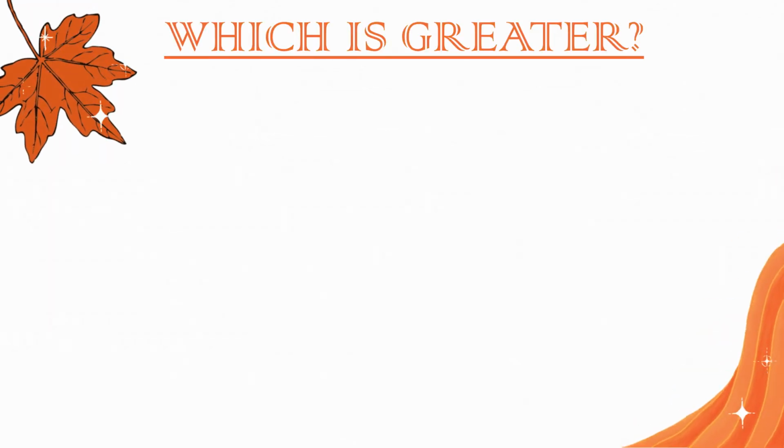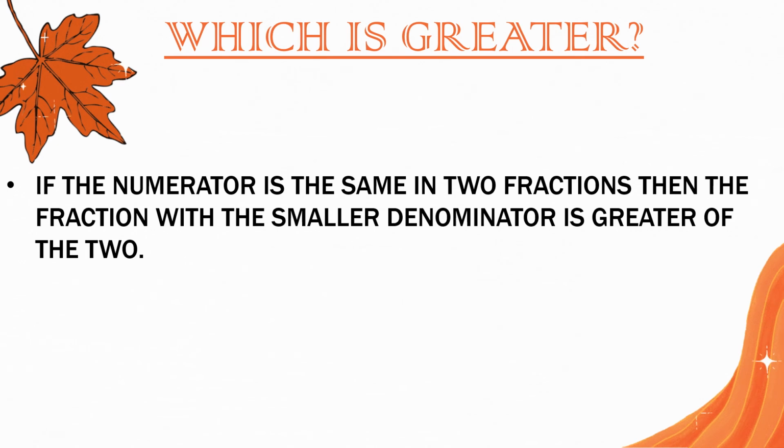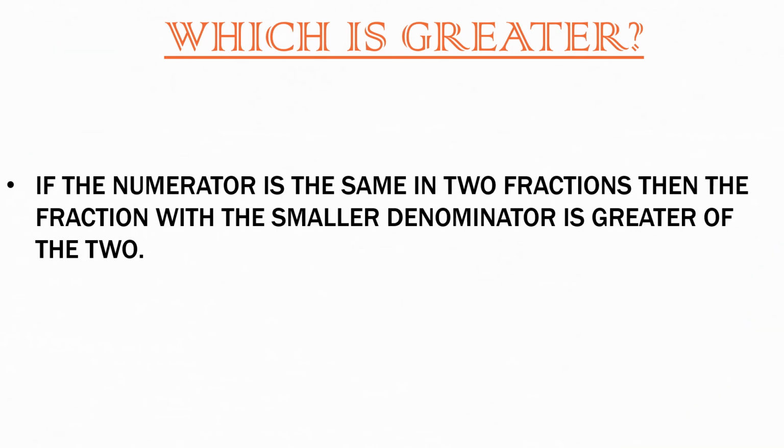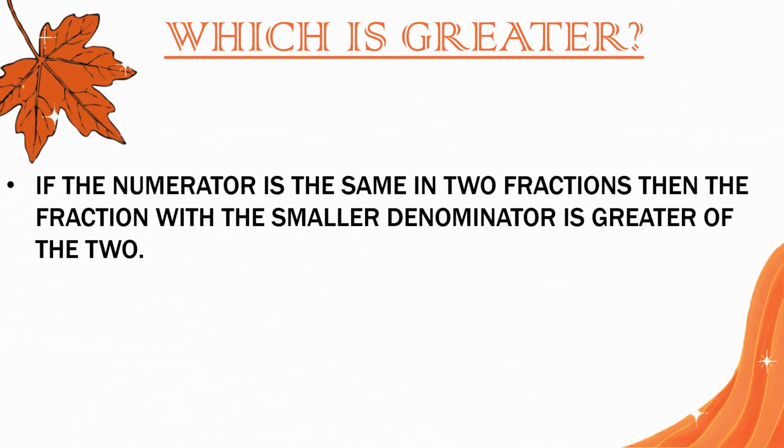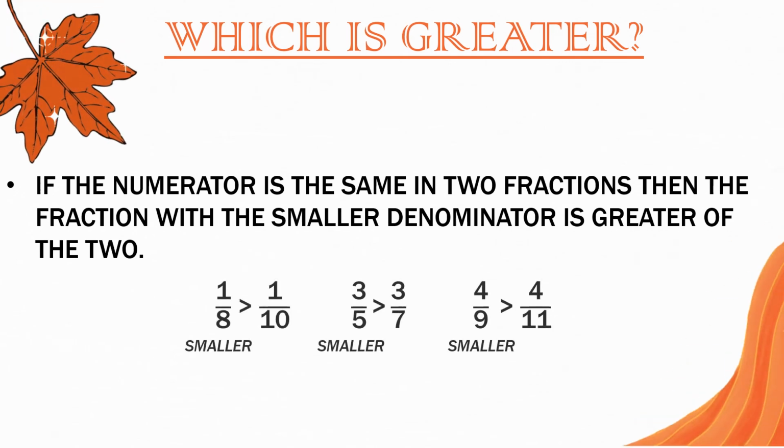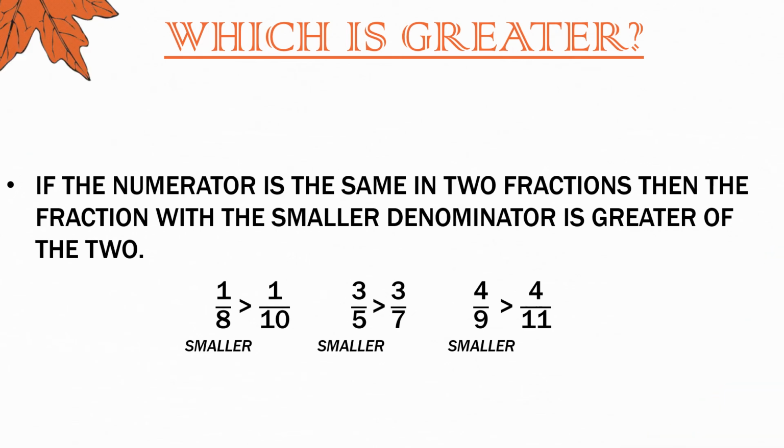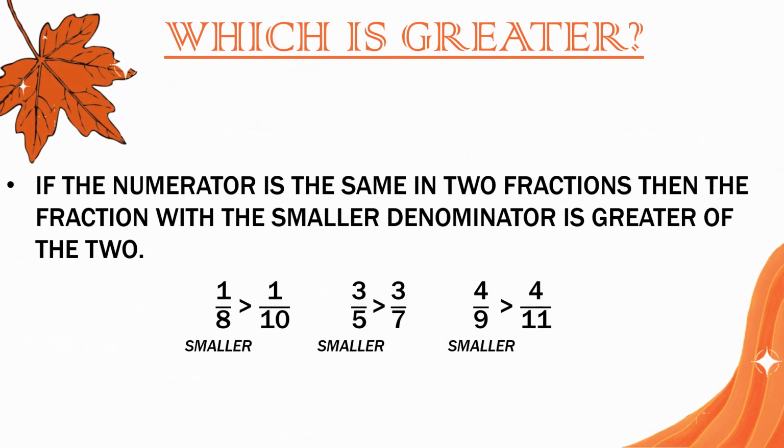Which is greater? If the numerator is the same in two fractions, then the fraction with the smaller denominator is greater of the two. 1 by 8 with a smaller denominator is greater than 1 by 10. 3 by 5 with a smaller denominator is greater than 3 by 7. 4 by 9 with a smaller denominator is greater than 4 by 11.